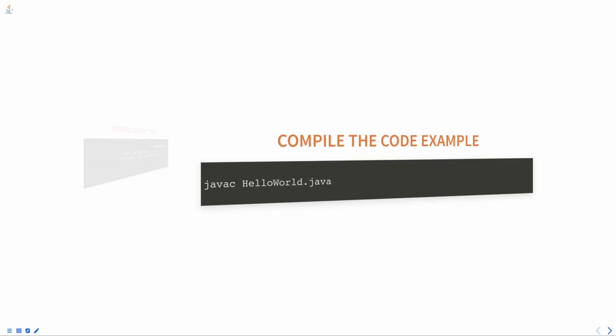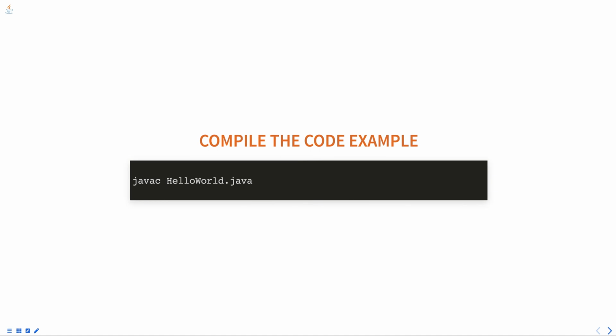To compile the code, you can use the Java compiler, javac, from the command line. Open the command prompt and navigate to the directory where the HelloWorld Java file is saved. Then type the following command. This will create a new file named HelloWorld.class in the same directory which contains the bytecode version of the program.